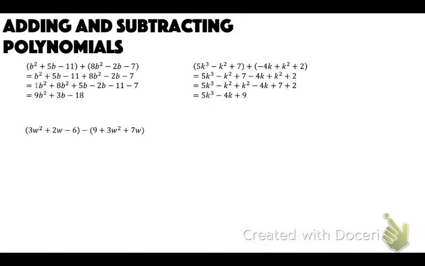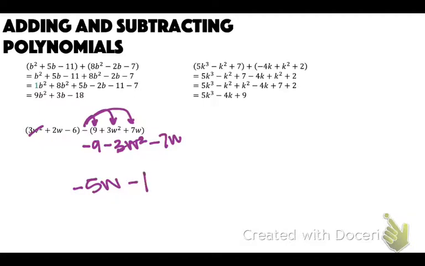Okay, subtraction. Now when you have subtraction, I'm actually just going to write this out. When you have subtraction, you have to distribute the negative sign. So that becomes negative 9 minus 3w squared minus 7w. And then we can combine like terms. So those ones cancel. 2w minus 7w is negative 5w. And negative 6 minus 9 is negative 15. Okay.